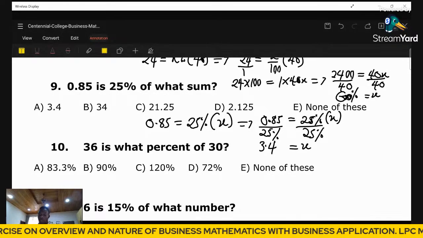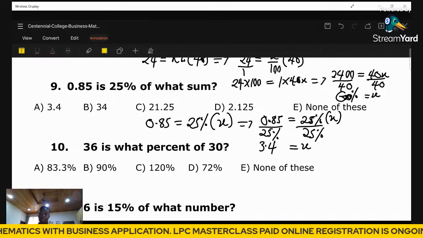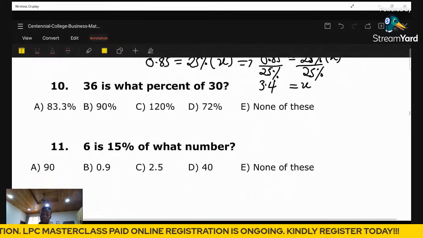0.85 was actually 25% application on 3.4. So let's take note of that. Now let's move on to question number 10.